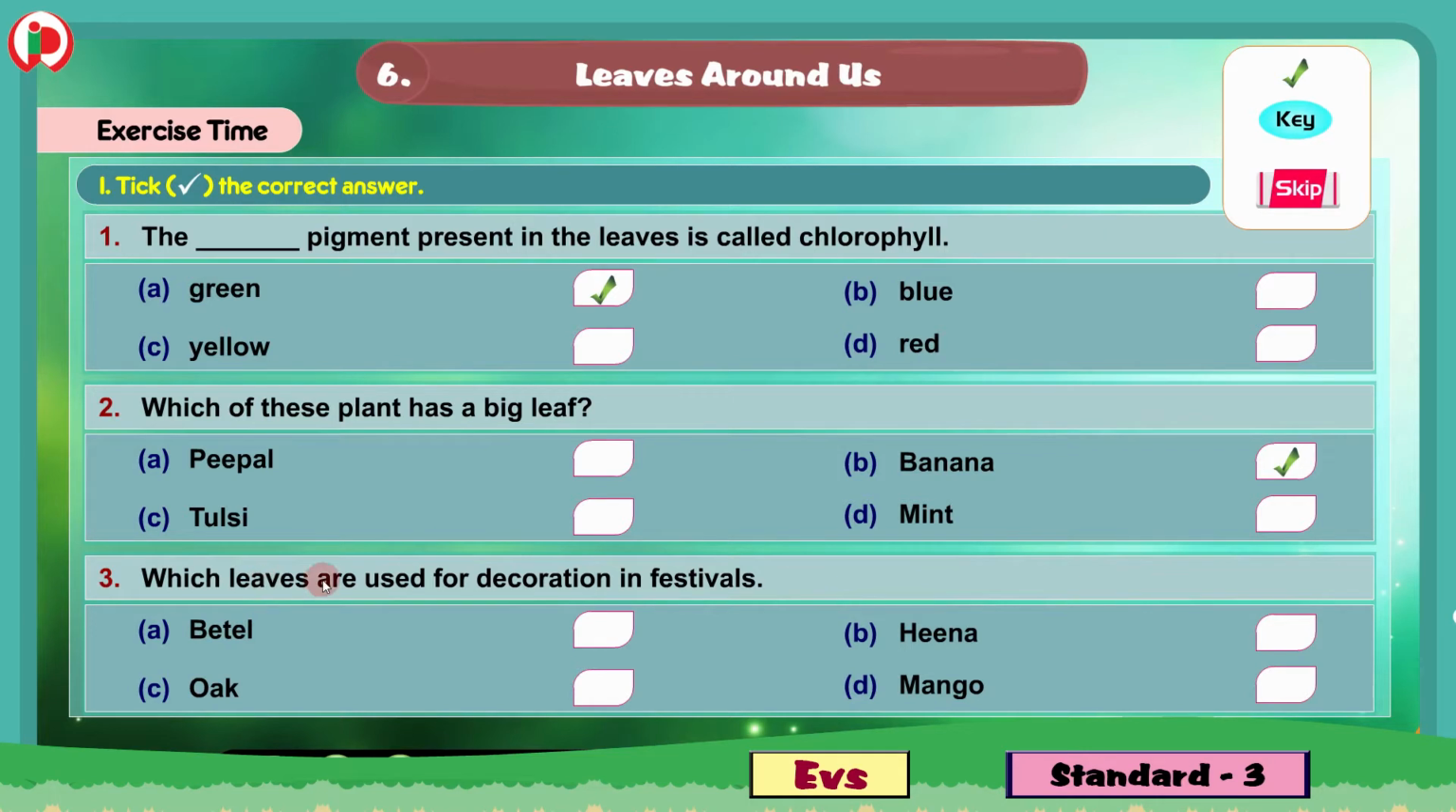3. Which leaves are used for decoration in festivals? The 4 options given here are A. Beetle, B. Henna, C. Oak, D. Mango. And here the correct answer is option D. Mango. We will put the tick mark here for option D. Mango.